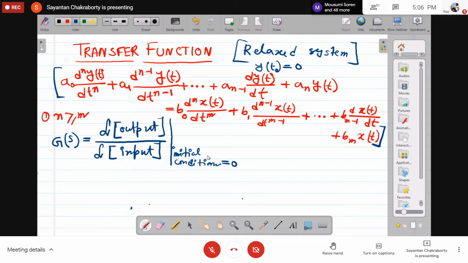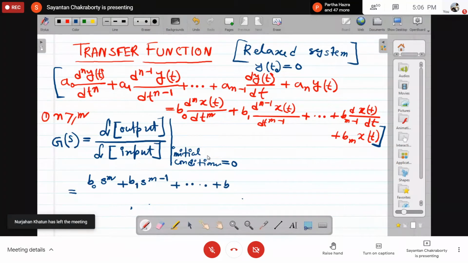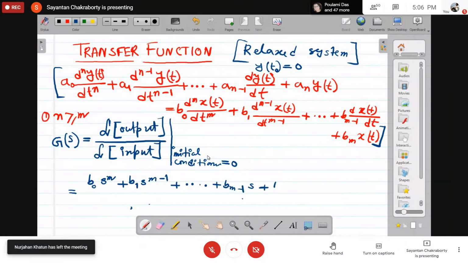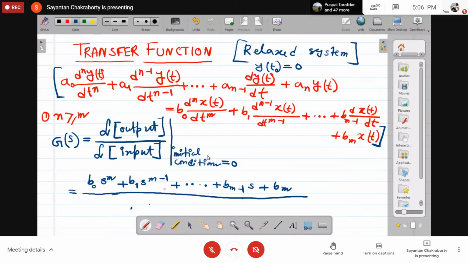So if you apply this, what will be the G(s) here? Yes. The G(s) will be the numerator polynomial, and the denominator polynomial will be, obviously assume n to be greater than or equal to m. So this will be the transfer function corresponding to this differential equation, or the transfer function of this particular system.